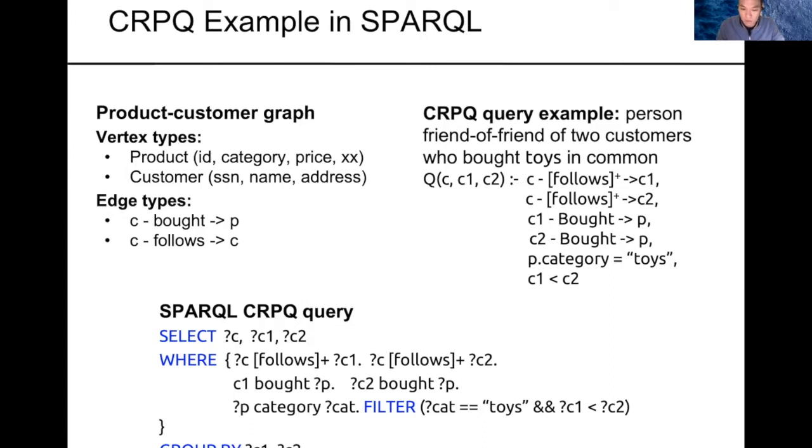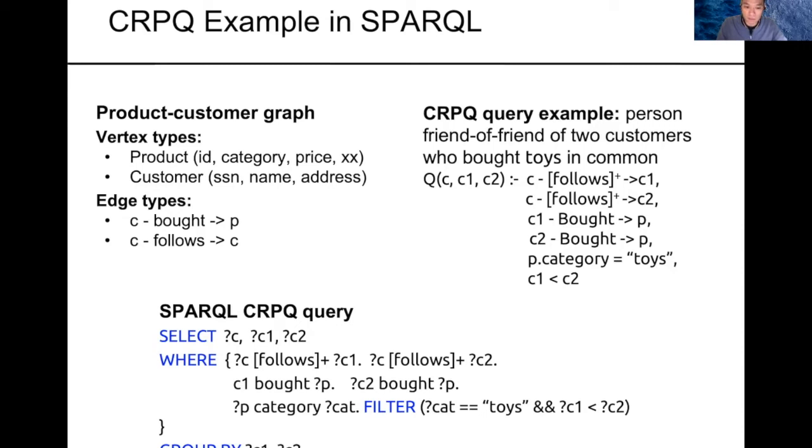Actually, the follows plus means that the traversal depth is at least one, right? You traverse the graph, traversing the edge labeled with follows, occurring at least one time. Okay.